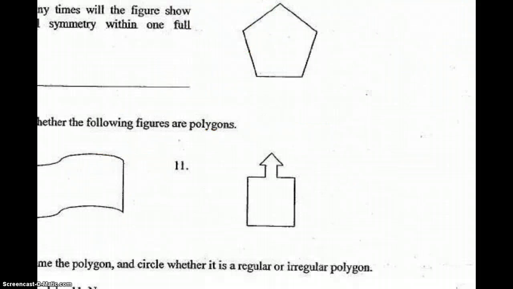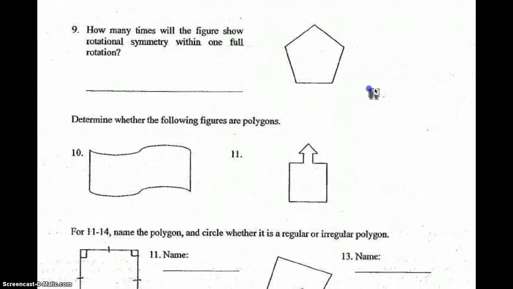Flip the page, and you are going to move on to number 9. So number 9 is a little tricky. It says, how many times will the figure show rotational symmetry within 1 full rotation? And remember, with rotational symmetry, you need to see how many times the same piece can repeat itself over and over again.